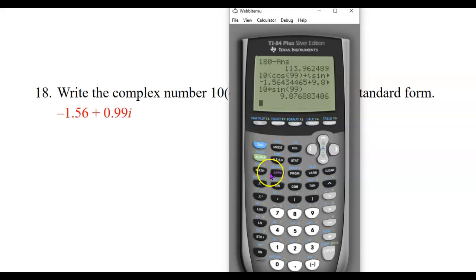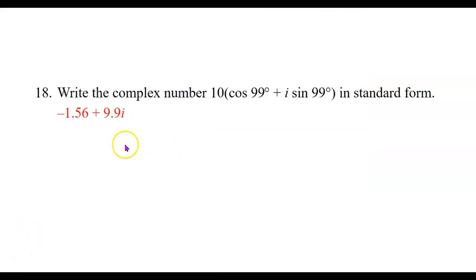If you forgot to multiply by 10 and just put the sine of 99 degrees, you get about 0.99, and I think that's what I must have done. So I'm going to go back and fix that. And there, that's what the answer should be.